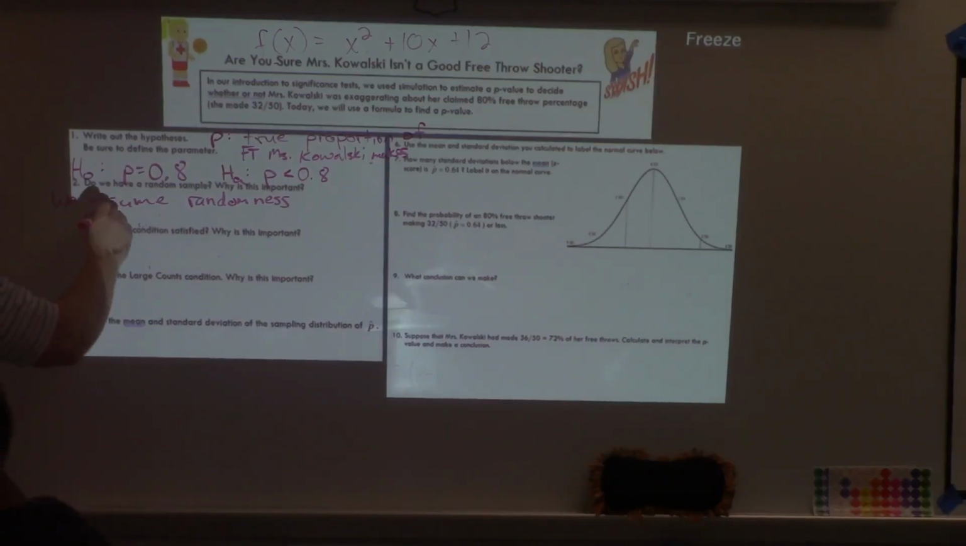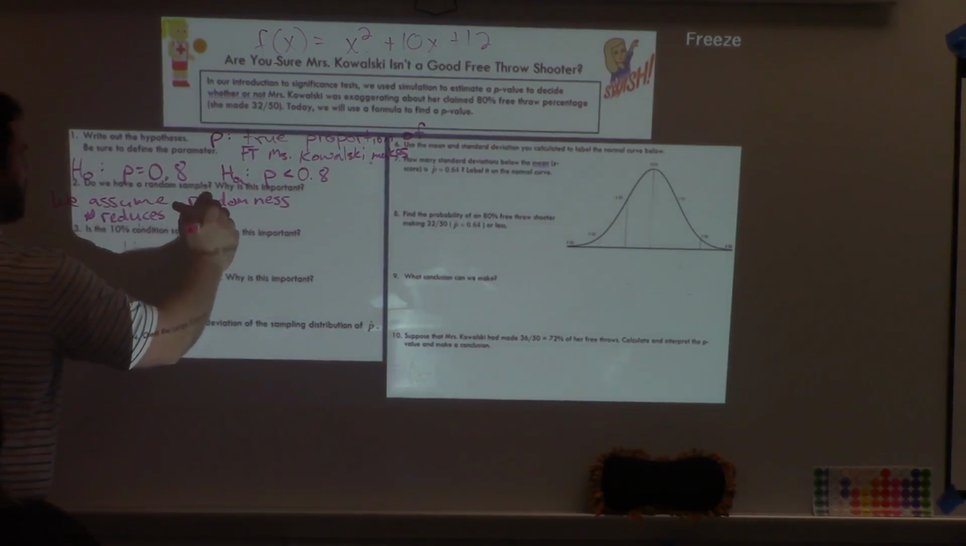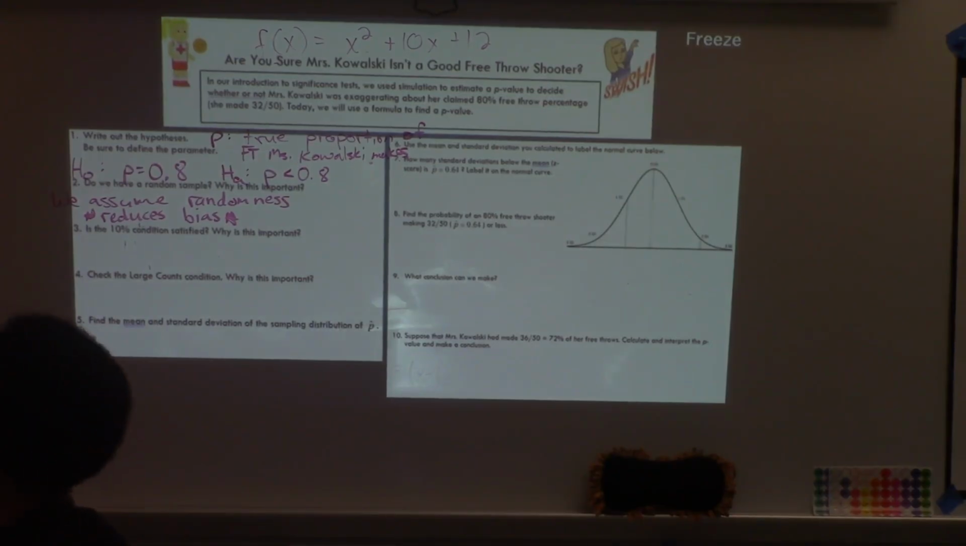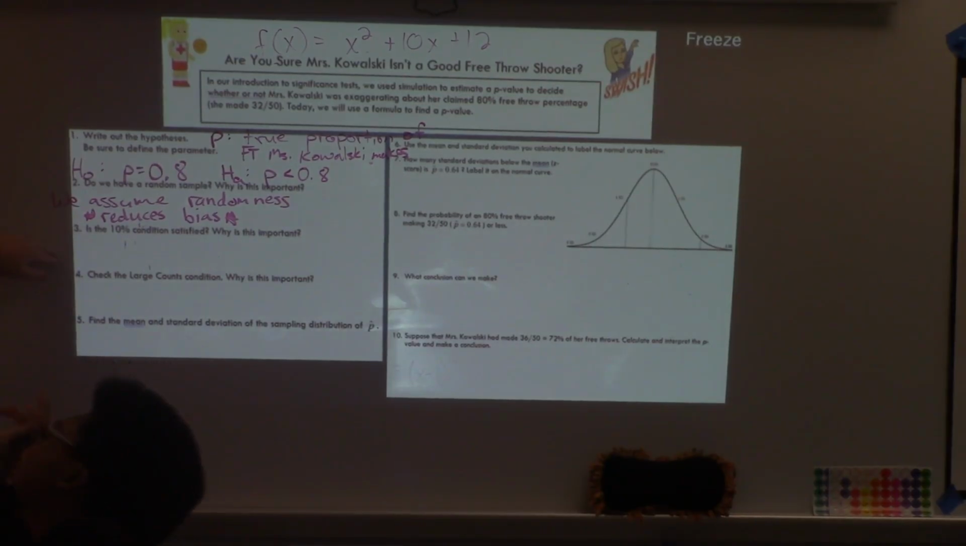We assume randomness. Why is this important? In order for it to have less bias. Randomness reduces bias, giving the most accurate representation. Randomness is all about reducing bias, not sampling variability. I need you to understand why we have to have randomness, because it'll help you remember all the other pieces. So, gotta have randomness because that's gonna reduce bias.